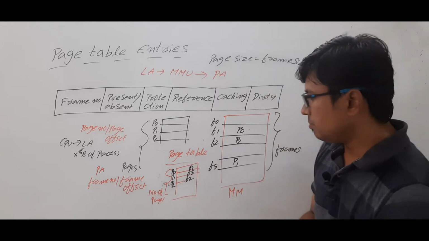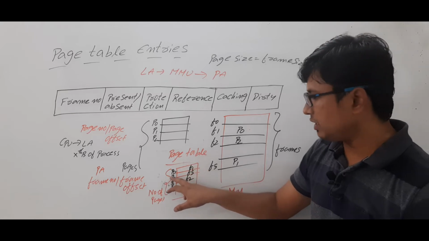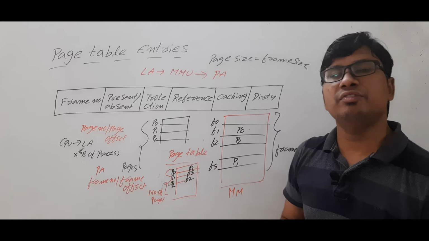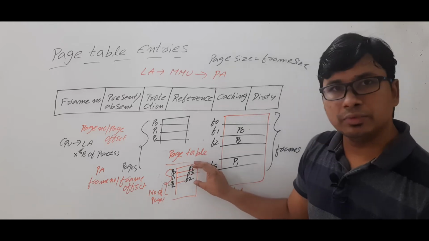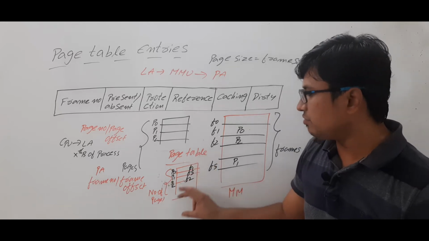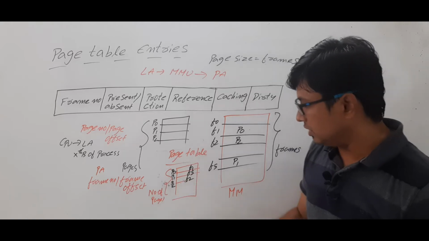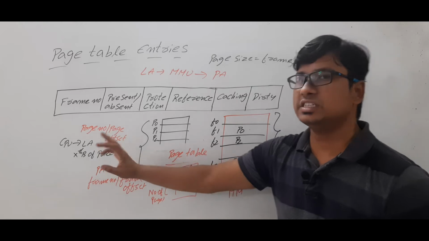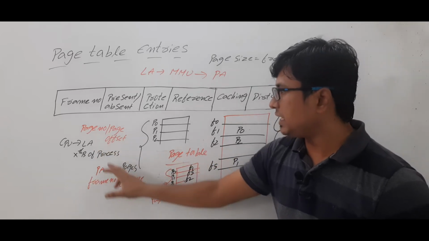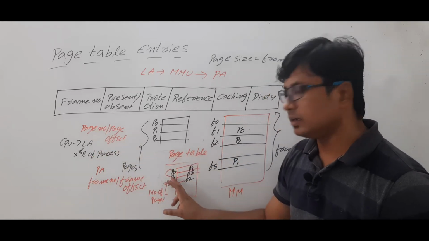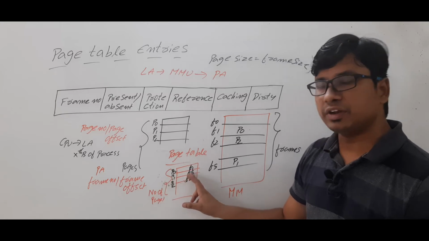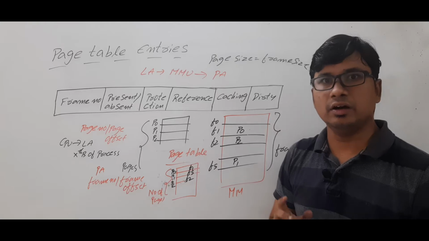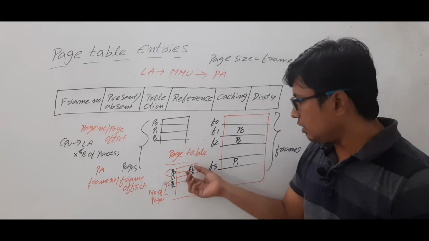Okay, so page number 0 is in frame number 1, page number 1 is in frame number 5, page number 2 is in frame number 2. Is it clear? Are you able to understand it or not? This information will be there in the page table. Suppose the CPU is asking for the 6th byte, and if that 6th byte is in page number 1, then it will go to frame number 5 and fetch from the main memory. Is it clear?